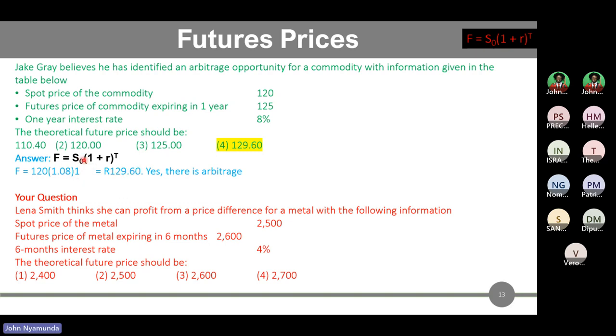Then we say, okay, the theoretical price of this future is 129. But in the market, it's 125. Yes, there's an arbitrage opportunity. Ladies and gentlemen, this one is yours. Do this calculation so that you can identify whether there's an arbitrage opportunity or not.